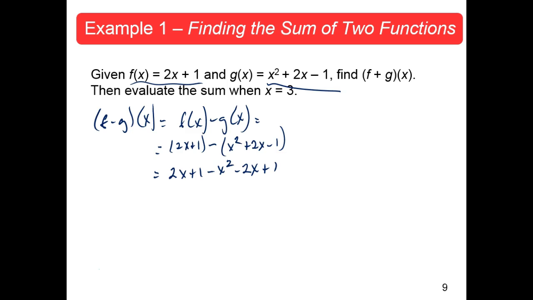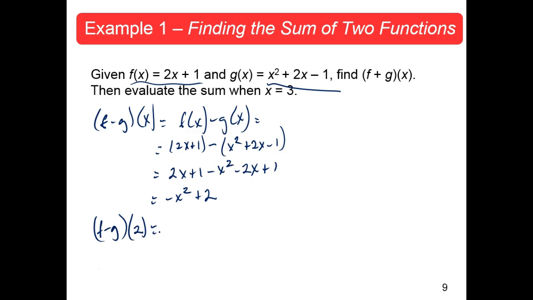Okay. All right, now what do we do? Combine like terms, and what do you get? Negative x squared plus 2. Because it's plus 2x minus 2x, they add to 0. So that's what we got. You could write it 2 minus x squared. It doesn't really matter. And then it says, evaluate the difference when x is equal to 2. So what's f minus g of 2?